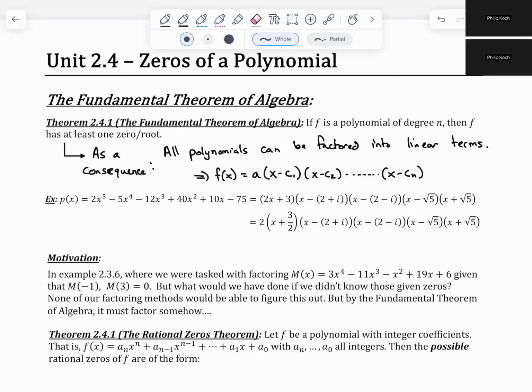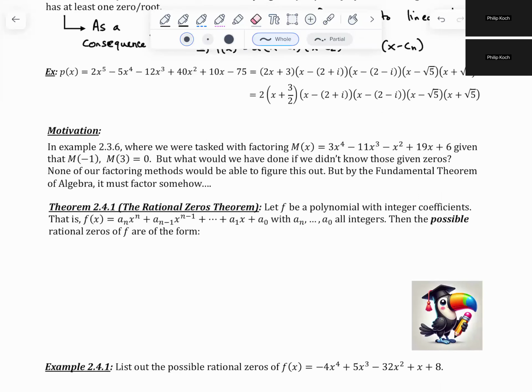It says, let f be a polynomial with integer coefficients. This only works if there are integer coefficients, so we're talking like negative 5, 3, 7, 200, whatever it may be, but no fractions, no irrational numbers. So f of x is going to be a sub n x to the n plus a sub n minus 1 x to the n minus 1, all the way down to a sub 0. Then the possible rational zeros are of the form x equals plus or minus p over q.